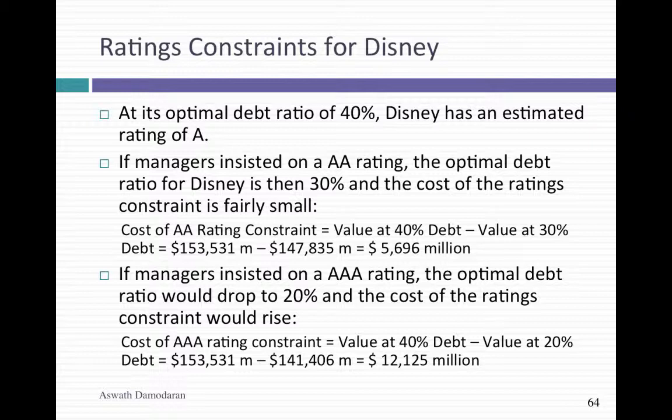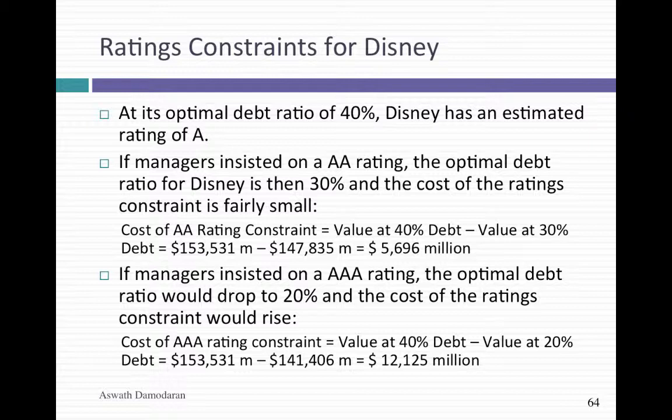And now the costs of such a rating are getting significant. The highest firm value, at 40% debt ratio, is at 153-ish billion, and now at 20% the firm is valued at 141 billion. So that's a $12.125 billion difference.